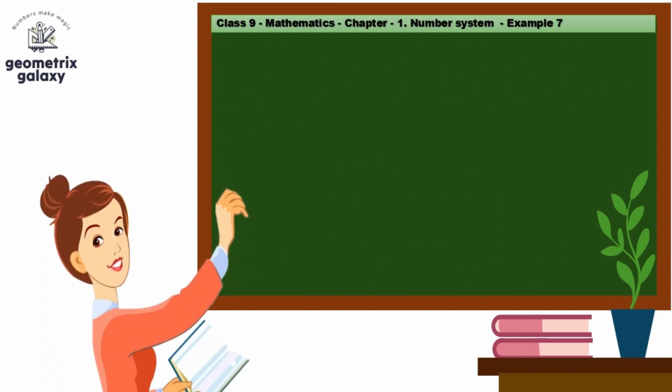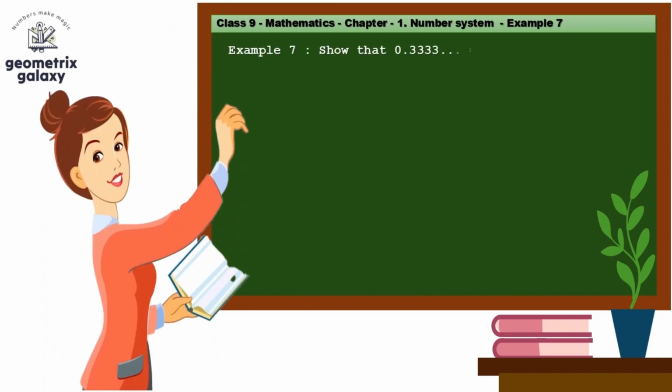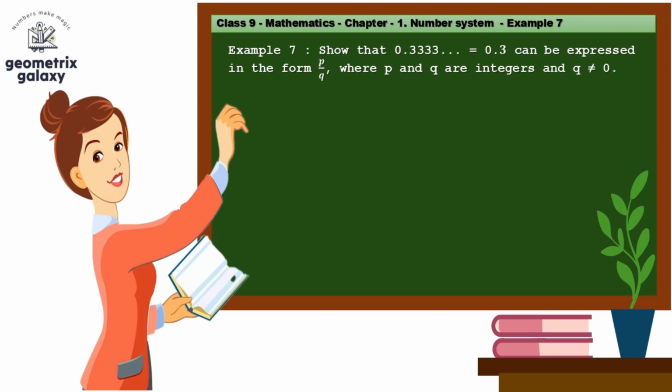Example 7. Show that 0.333 etc., which is equal to 0.3 bar, can be expressed in the form of p by q, where p and q are integers and q not equal to 0. Let us see how to do this. Let x is equal to 0.3 bar. We can also write this as x is equal to 0.333 etc. Next, let us consider this equation as 1.